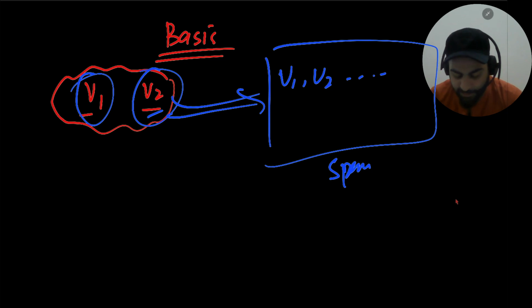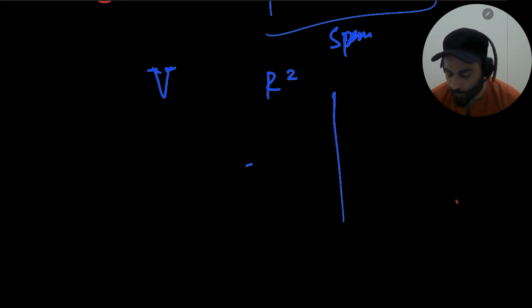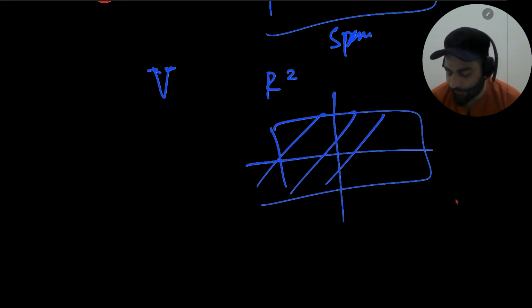Now, if there is a vector space, and you now know what a vector space is, let's say we call it V. So I'm asking, what is the basis for this V? This vector space may have a huge number of vectors. Let's say R2. In R2 we have the whole 2D plane. That is our vector space.